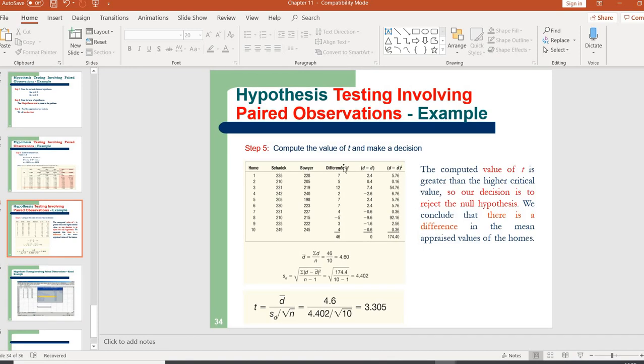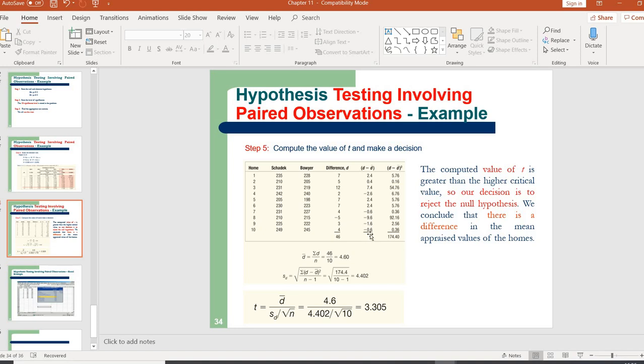Now, to get the variance, we always take d. So now we have a new distribution here of the difference. So we take d, the difference, minus the mean of the difference. If you take 7 minus 4.6, you have 2.4. 5 minus 4.6, you have 0.4, and so on. And if you sum everything, you will get 0. So it gives a summation of 0.